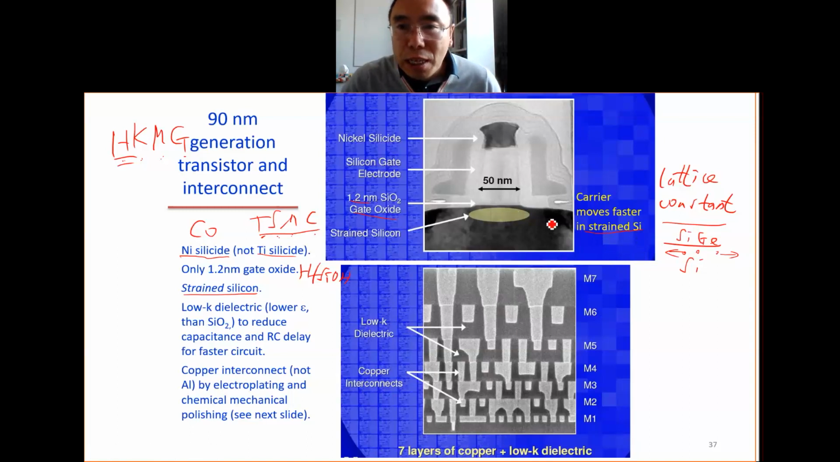When you have the strained silicon, you get faster carriers. That means you have higher mobility for the electrons and for the holes. This is another improvement, higher mobility, because the silicon is stretched, the atoms are stretched by the epitaxial layer of silicon germanium. Another major trend is the low K dielectric.